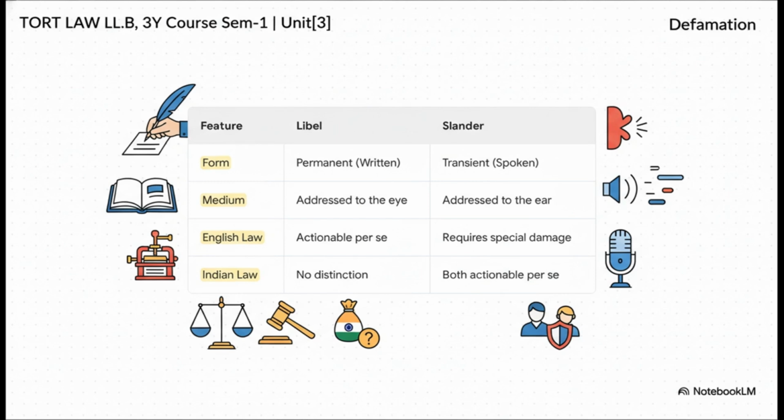While English law differentiates their actionability, Indian law makes no such distinction. Under the Indian Penal Code, both libel and slander are criminal offenses, and for civil claims, both are actionable per se, meaning without the need to prove special damages.